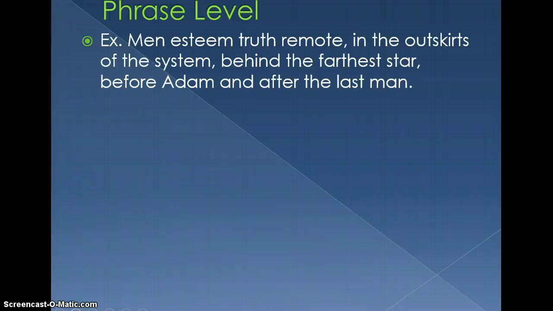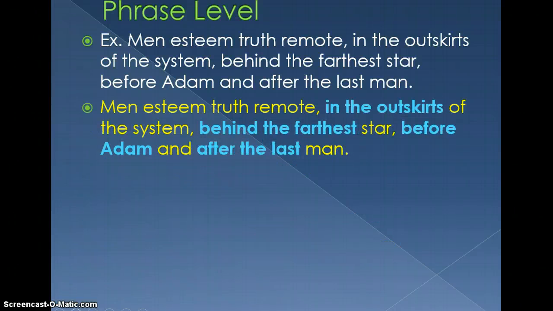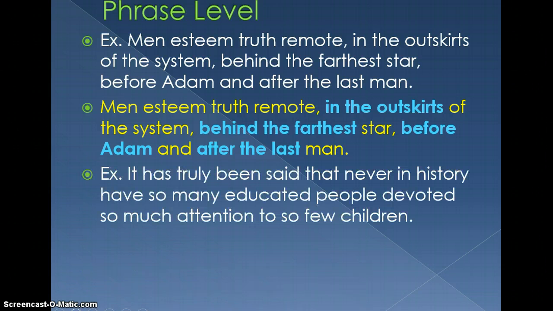At the phrase level, here we have a sentence. Men esteem truth remote, in the outskirts of the system, behind the farthest star, before Adam and after the last man. Here we have parallel phrases. In the outskirts, behind the farthest, before Adam, after the last man. These are prepositional phrases. They're in succession with each other within the same sentence, but they are parallel in format in that they are repeating the grammatical structure that you see. In the outskirts, behind the star, before Adam, after man. Repeating parallel prepositional phrases.